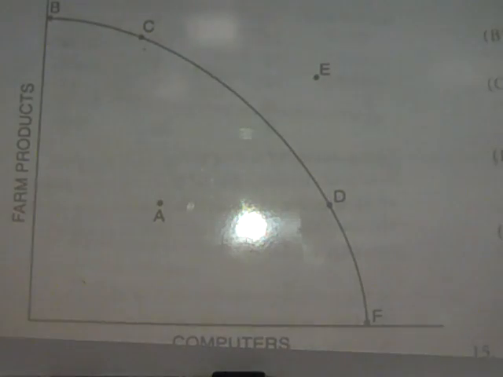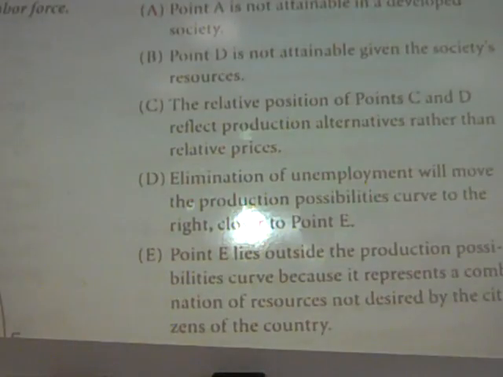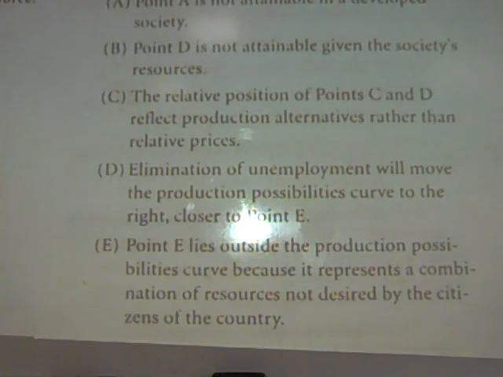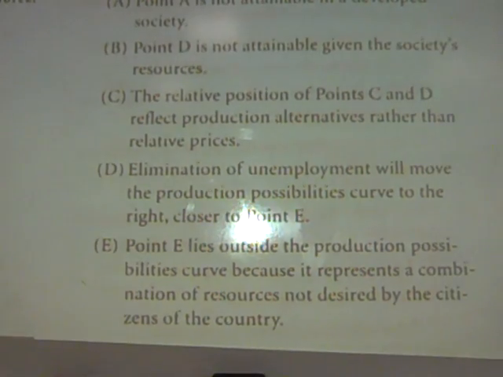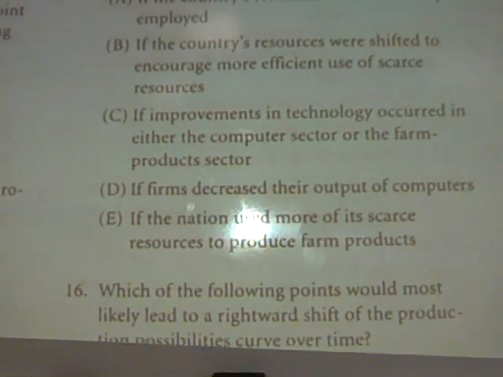If I was making the AP test, I'd put that on there because it's a trick, and they like tricking me. And I would just put that on. I would. It tests whether you truly understand what's going on. All right, point E lies outside the PPC because it represents a combination not desired. No, it's not. It's because we can't get there.